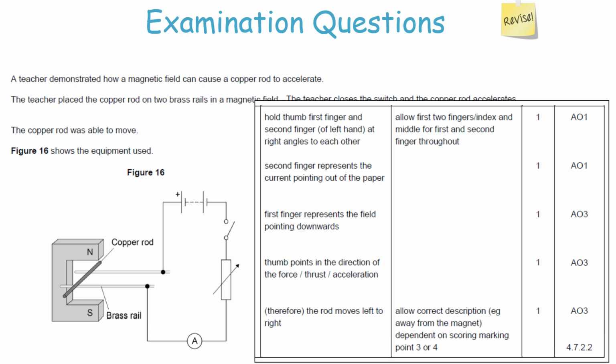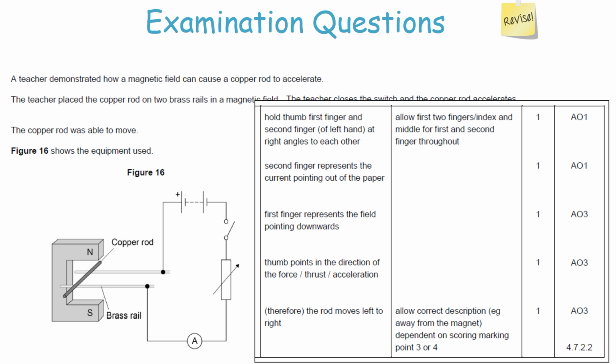The second finger represents the current. The first finger represents the magnetic field, in this case pointing downwards, and then the thumb points in the direction of the magnetic force or the acceleration due to that particular force, because a resultant force causes acceleration.